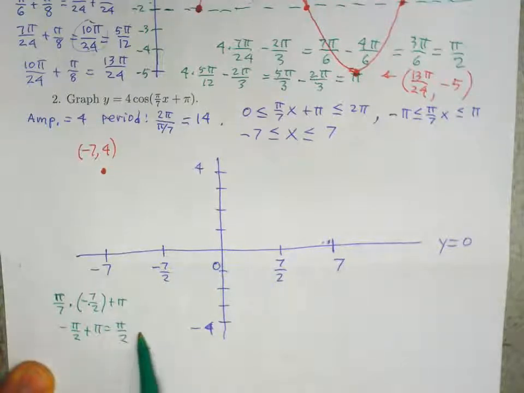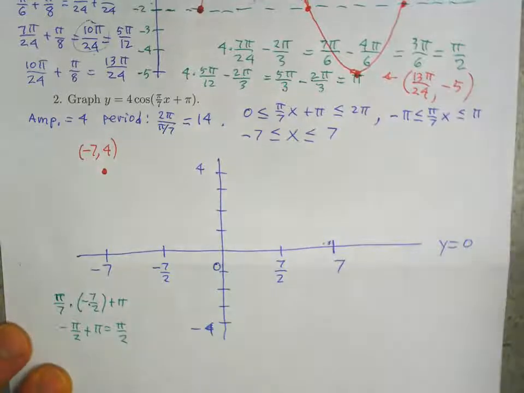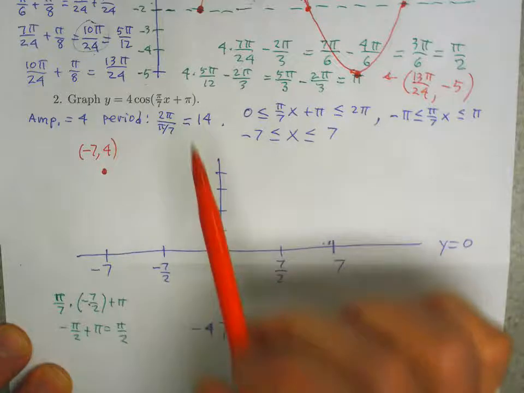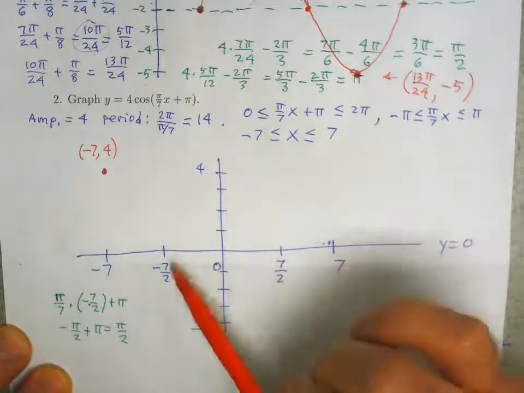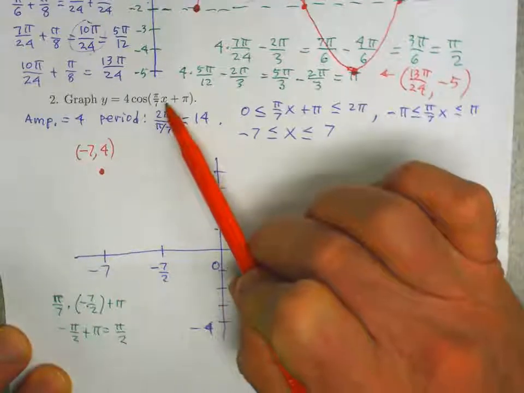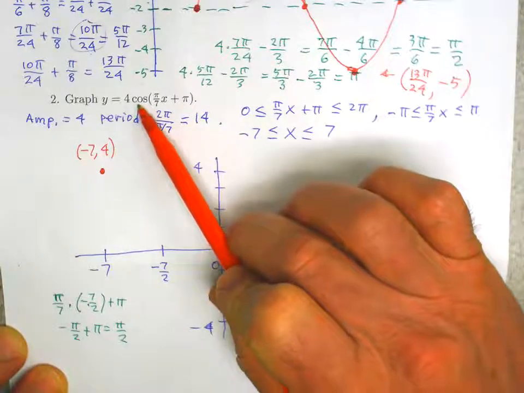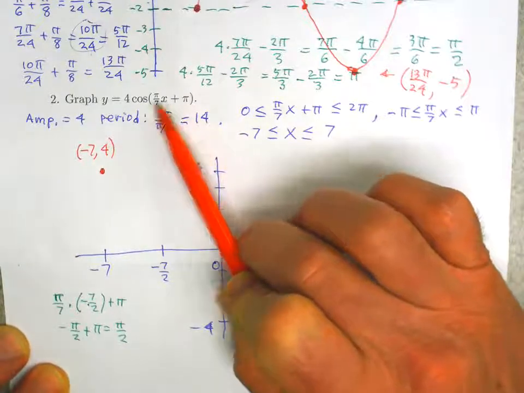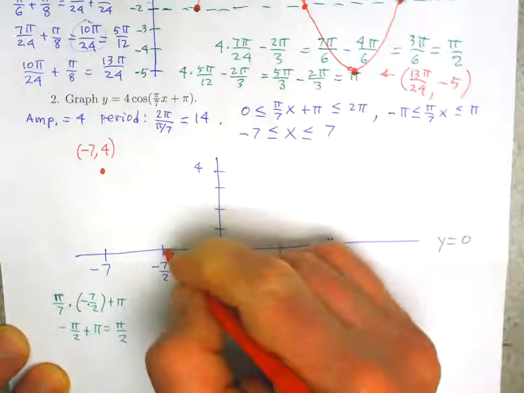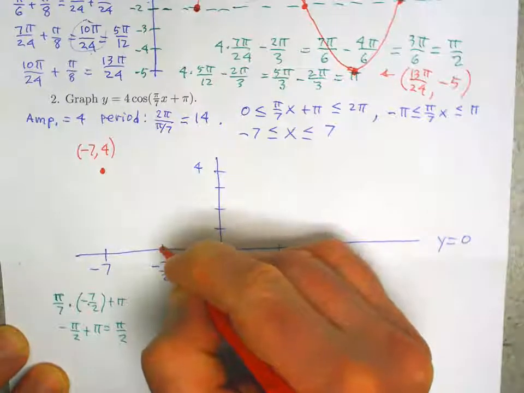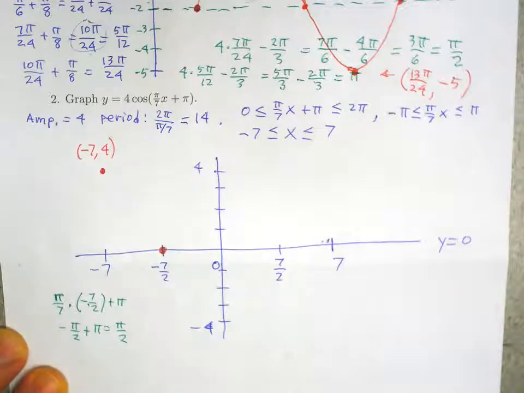And we know that the cosine of pi over 2 is 0. So to reiterate, when x is negative 7 halves, after doing the arithmetic, we have cosine of pi over 2, which is 0. 4 times 0 is 0. So this is a point on the graph, negative 7 halves, 0.